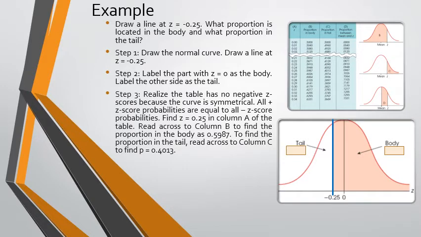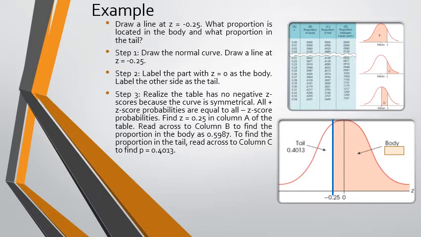All right, the next part, you have to realize that the z-tables don't have any negative z-scores listed on them because the curve is symmetrical. So all the probabilities you get on this z-score table are equal to all the negative z-score probabilities as well. So for example, our problem says negative 0.25 for a z-score. Well, we just look in the table under positive 0.25. In order to find the proportion in the body, we read across to column B.